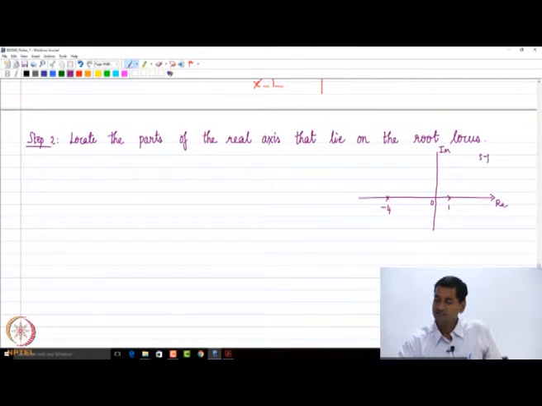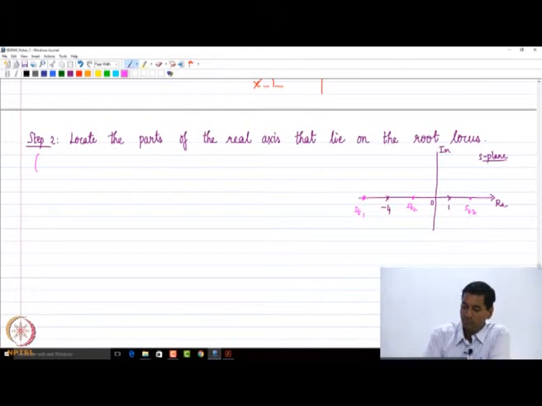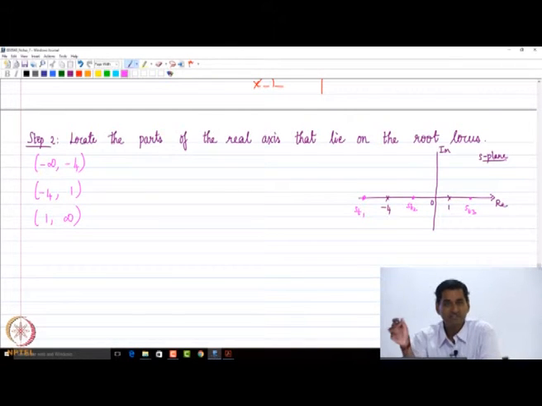What happens is that we are going to consider 3 test points, let us say ST1, ST2 and ST3. You see that the open loop poles and open loop zeros divide the real axis into three regions: minus infinity to minus 4, minus 4 to 1, and 1 to infinity. Do you agree? The real axis is divided into 3 chunks in this example by the real open loop poles and real open loop zeros.